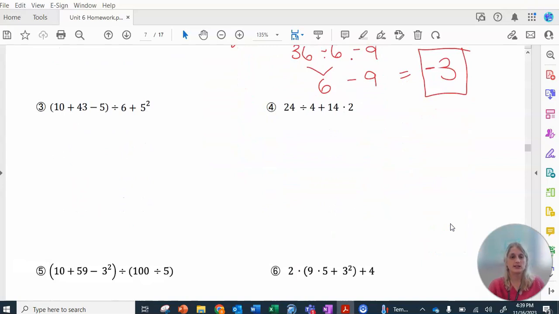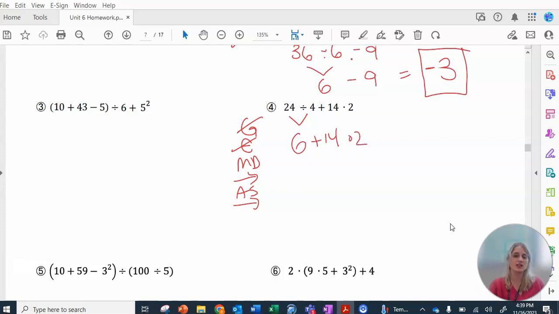An easier one, because I'm not going to do all the hard ones for you. Writing it out. Are there grouping symbols? No. Are there exponents? No. Is there multiplication or division? Yes. Start with whatever you see first. 24 divided by 4 is 6, plus 14 times 2.